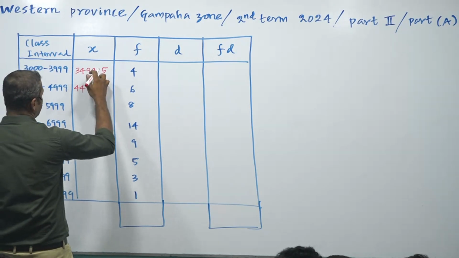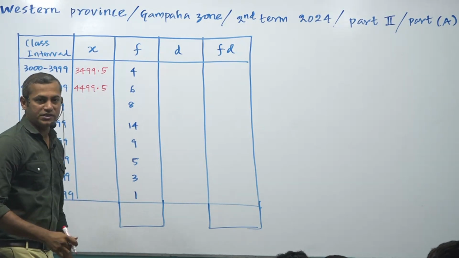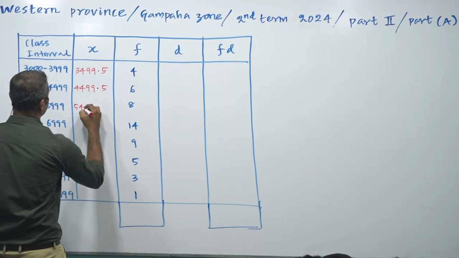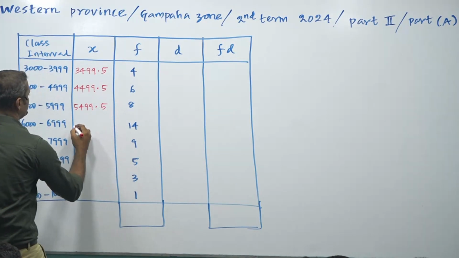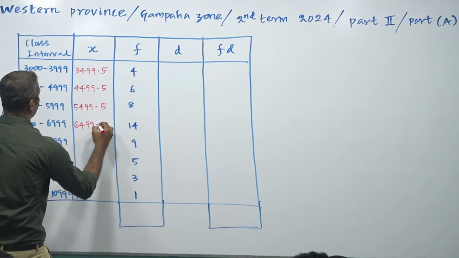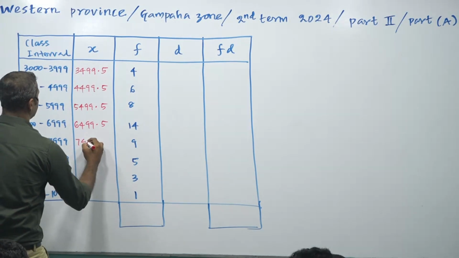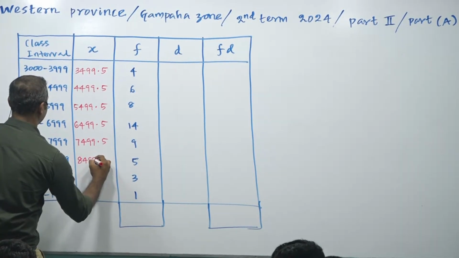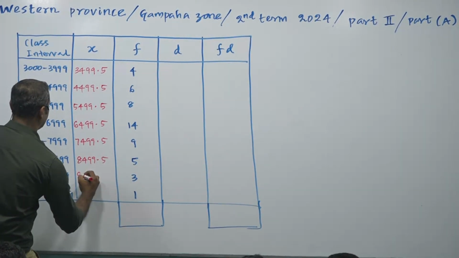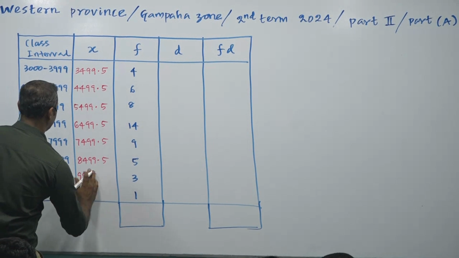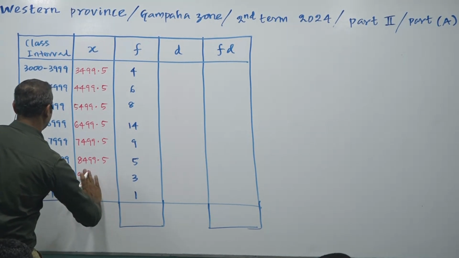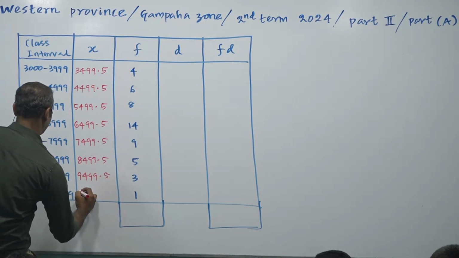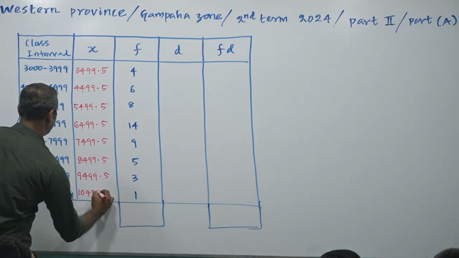Then the next one, 4499.5. Now see, the gap is how much? The gap is 1000, so you can build up. Then this will be 5499.5, 6499.5, 7499.5, 8499.5, 9499.5, then 10,499.5.